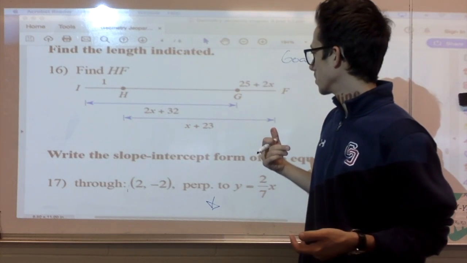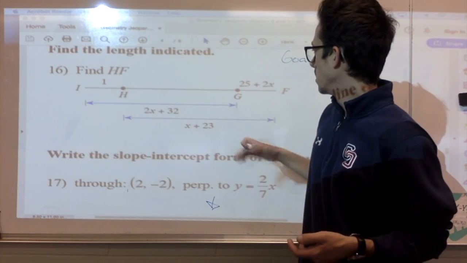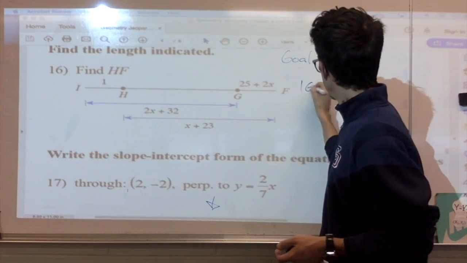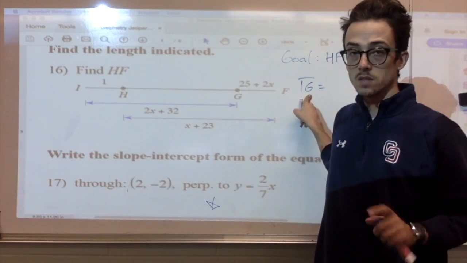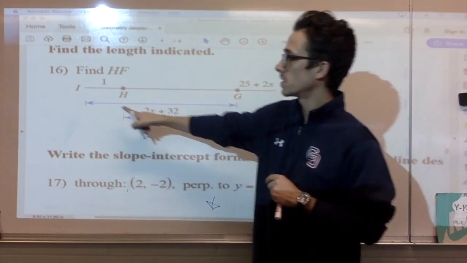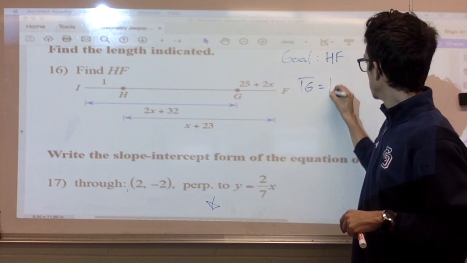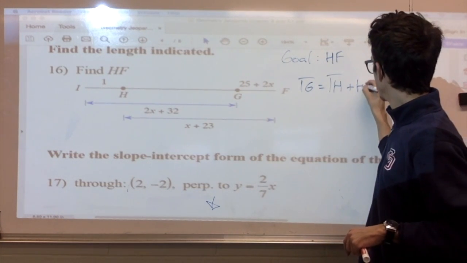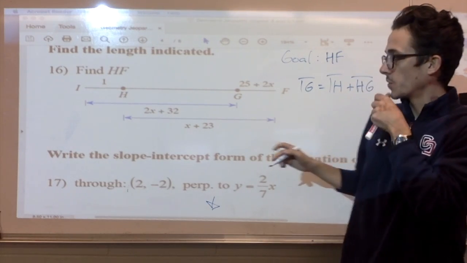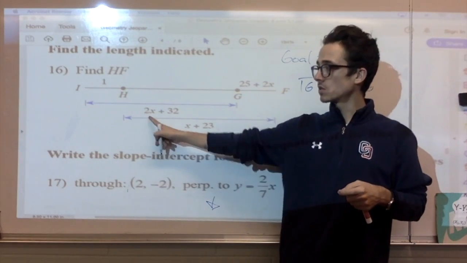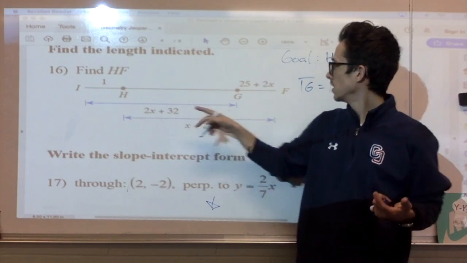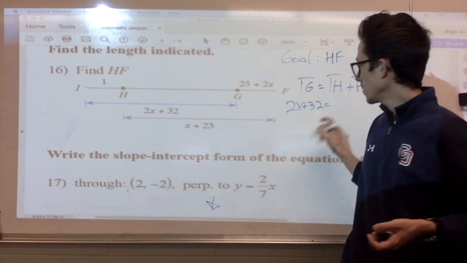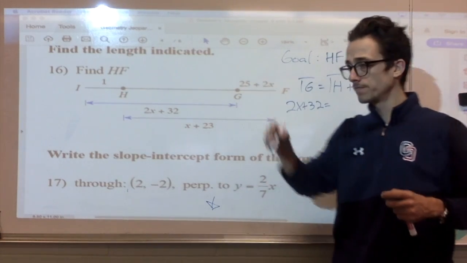So if we take a look at I to G, this is the sum of two segments. We could say this is IH adding on HG. We know that IG is represented as this 2x plus 32, so that's nice. Let's rewrite that. We know that IH is just 1.